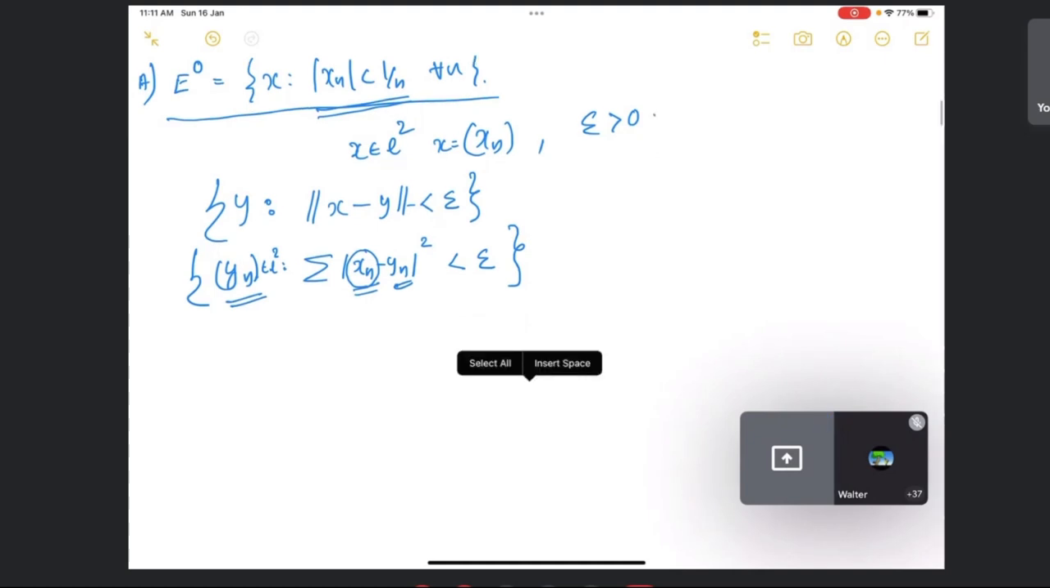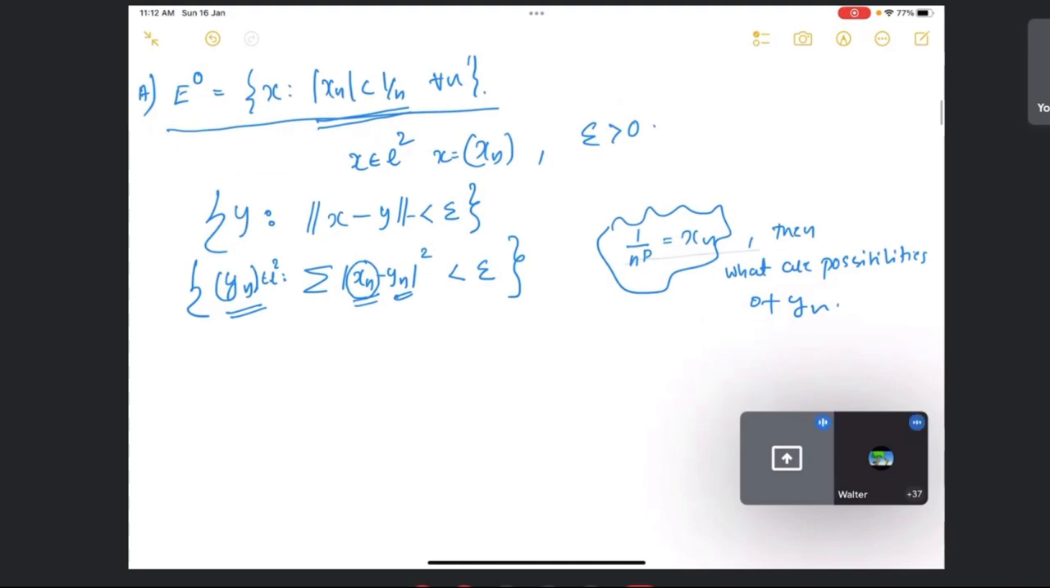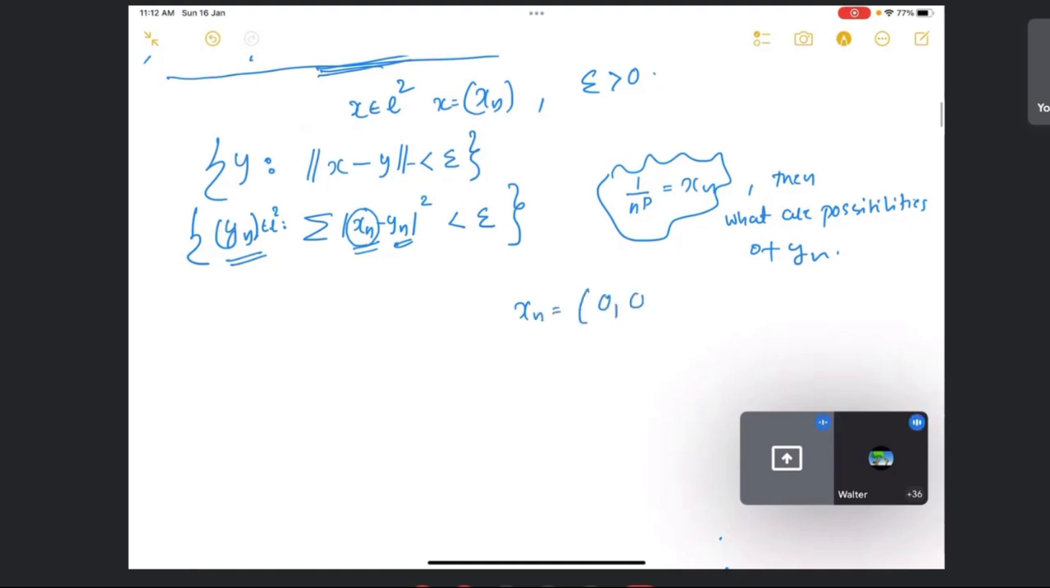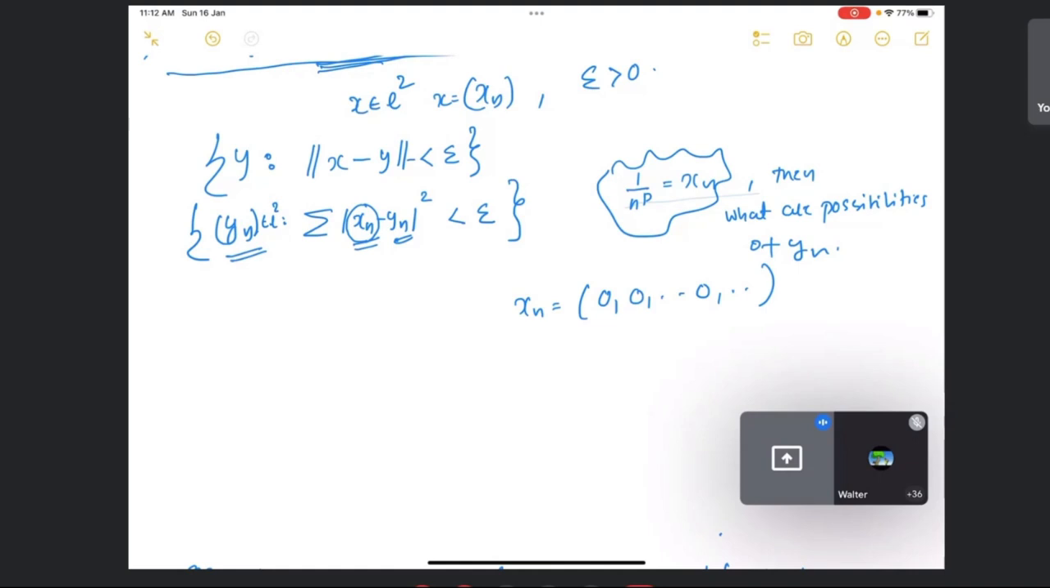What did you say? 1 by n to the power p is something. Is it Yn or Xn? Xn. Then if Xn is 1 by n to the power p, what are the possibilities of Yn? You can even make it simple. You need an Xn which satisfies this property. 1 by 3n. Then what happens? You look at the very simplest Xn which satisfies this property. And what will that be? I'm taking the zero sequence. Yes, exactly. I'm taking Xn to be 0, and this condition is satisfied, right? Now you tell me what are the possibilities of Yn.